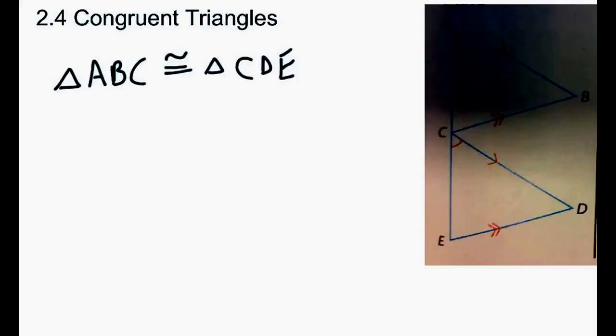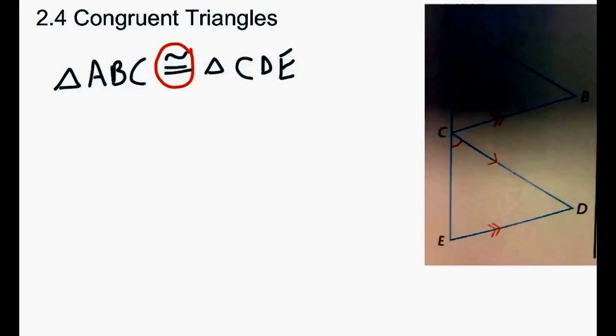Okay, today's lesson is on congruent triangles. What congruent means is they're exactly the same size and exactly the same shape. All the different sides are the same, all the angles are the same, everything's exactly the same. The notation for congruence looks like an equal sign with a little squiggle over it.